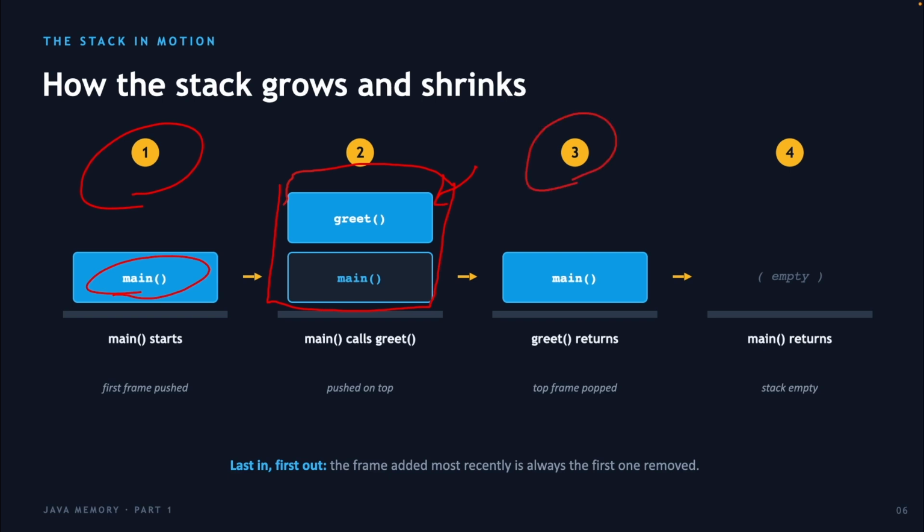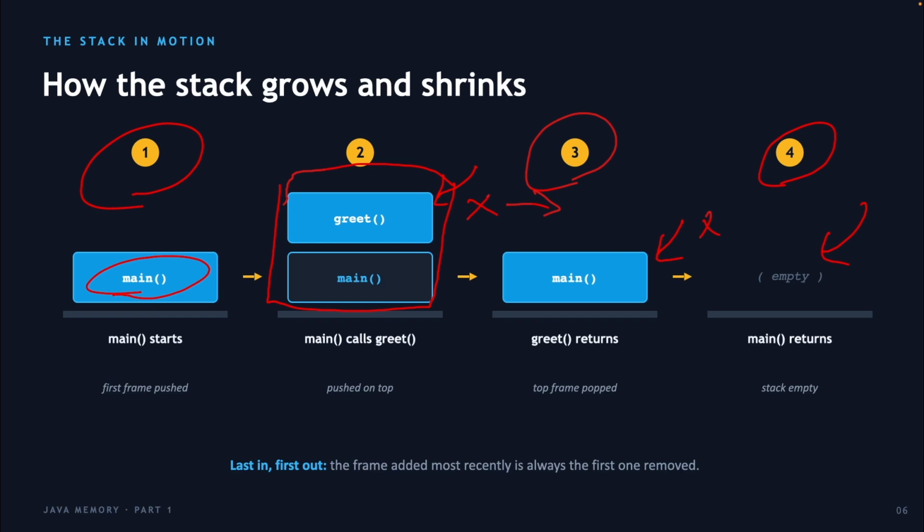whenever greet finishes and it returns, this greet frame is removed from the stack. So the greet frame pops off and now we are back to the main frame. Okay, and now in step 4 what we see is main also returns, so this frame also gets popped off and now our stack becomes empty. Okay, so this is how the stack works.